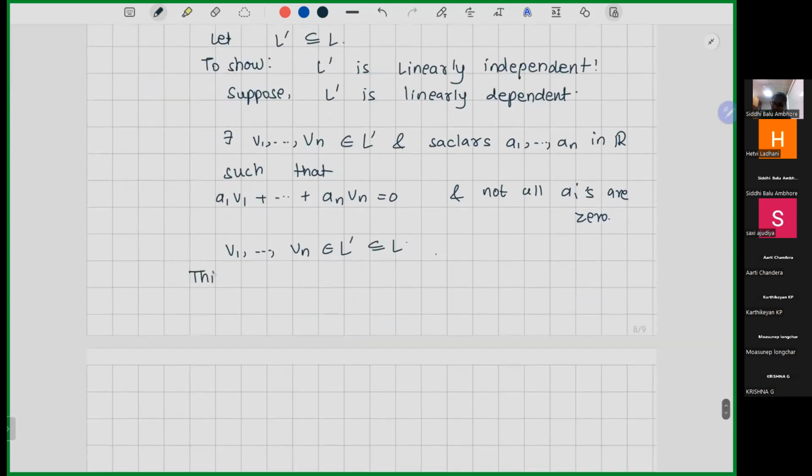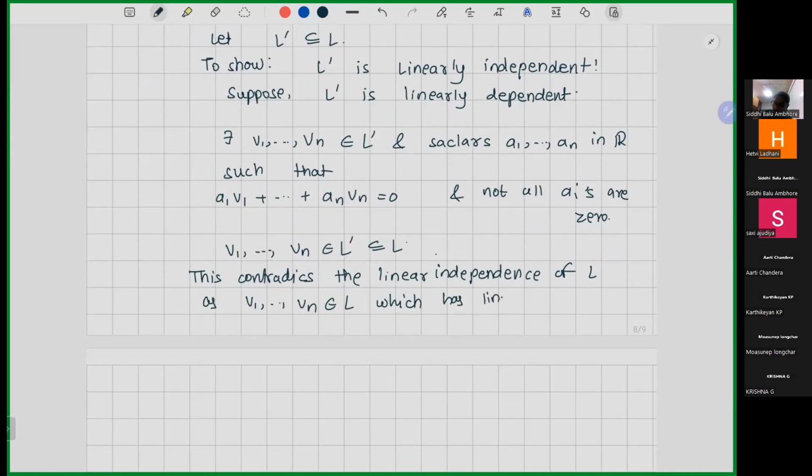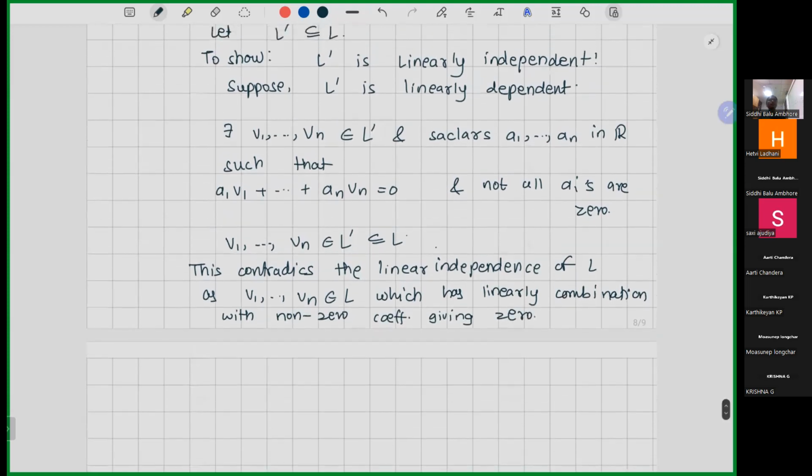So this contradicts the linear independence of L, as v1 to vn belongs to L, which has a linear combination giving 0 with non-zero coefficients. I hope this is clear.